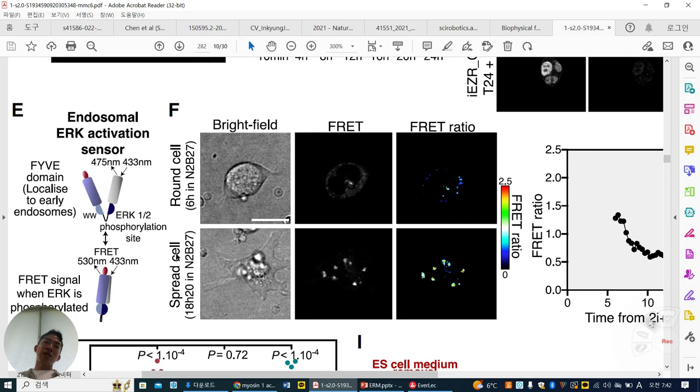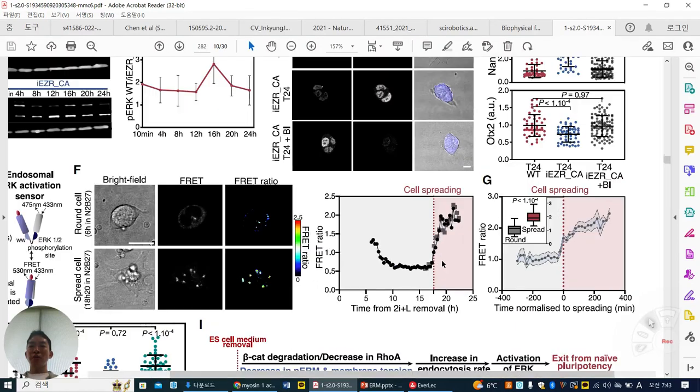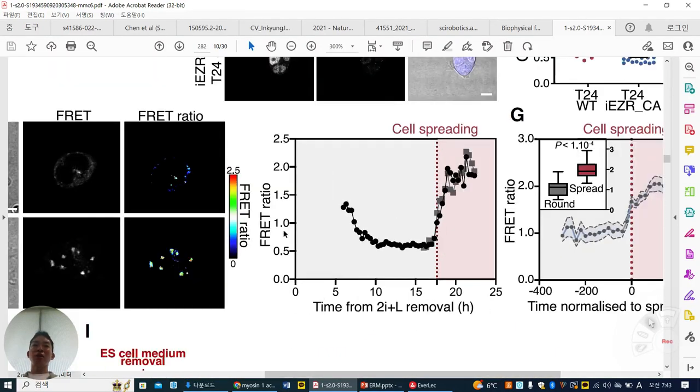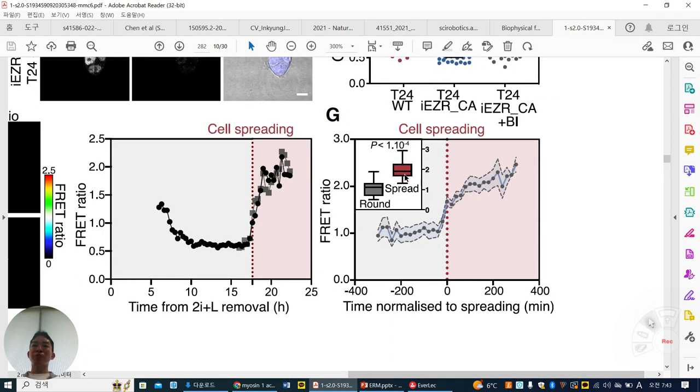And then for endosomal ERK, they want to know the detailed ERK activation using this FLASH sensor. They found out that round cells have low FLASH signal, while spread cells have high FLASH signal, which means high ERK activation. So ERK activation is important for differentiation of stem cells. When they live imaged the ERK FLASH signaling, 17 hours after inhibitor removal, suddenly, while they are spreading, the FLASH ratio is dramatically enhanced. And when they measure the roundness, spread cells have a higher FLASH ratio.